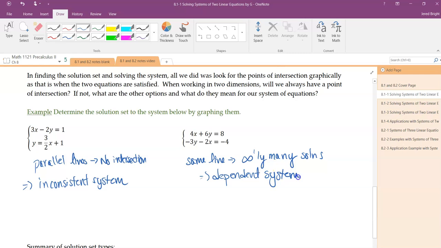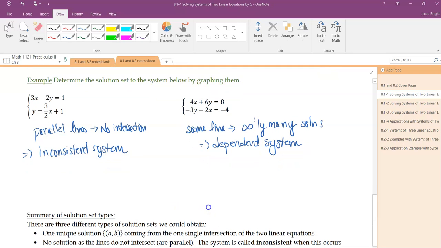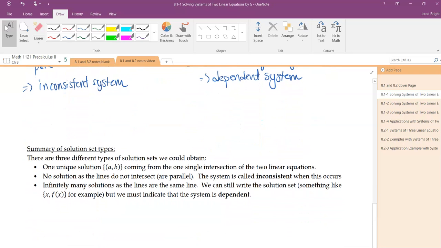We'll dig into these a little bit more once we get into the algebraic approaches, but for now, an inconsistent system goes with parallel lines. Same line means that you have a dependent system, and that's what we captured here. So when we have one unique solution, the solution set, we can just write squiggly brackets a, b, that's fine. When we have an inconsistent system, that means they don't intersect at all, so we would say there's no solution. Inconsistent systems have no solution.